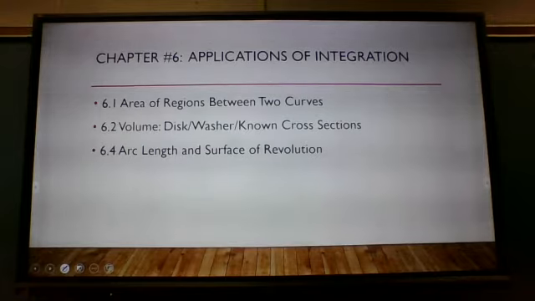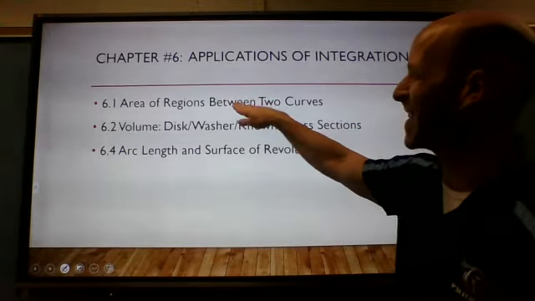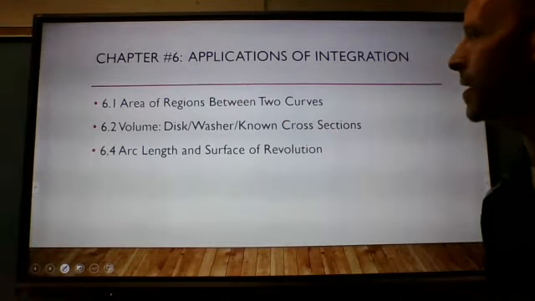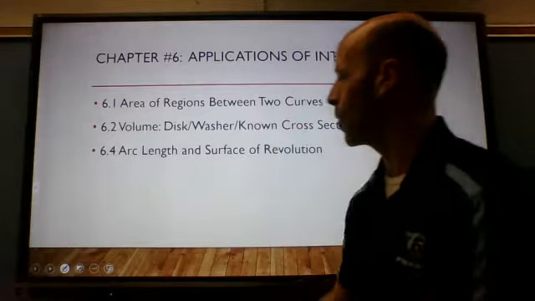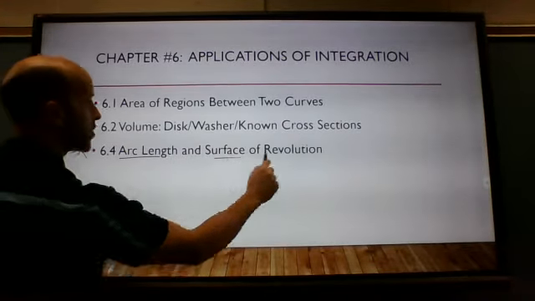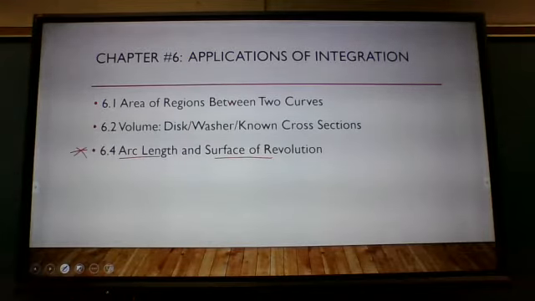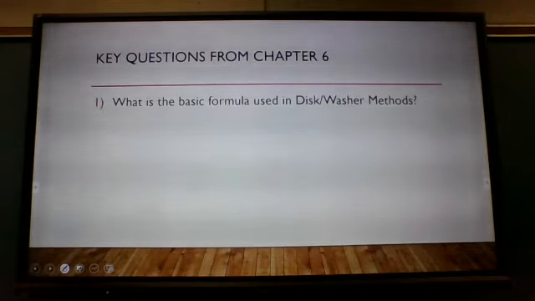Okay, chapter 6 has 3. So area between two curves, which I kind of skipped over. We kind of jumped right into the disk, washer, and known cross sections. And then this was certainly new for this year. This is the arc length and surface of revolution problems, which you guys saw on the last test that we took. So some big questions here.